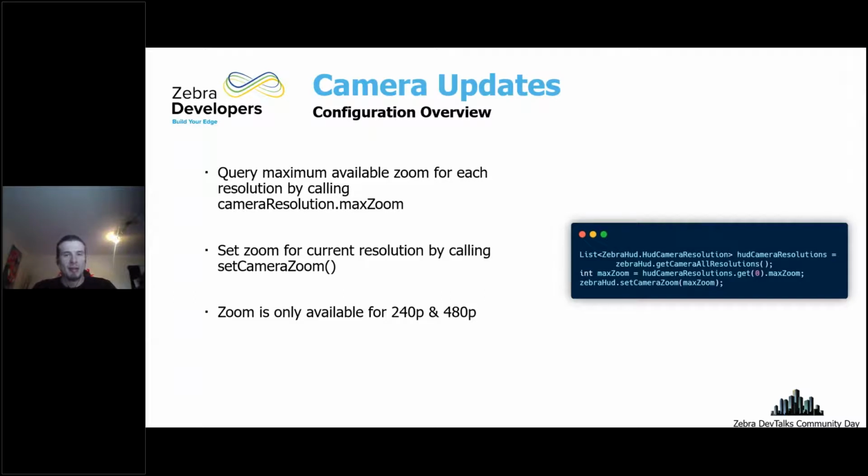In terms of zoom then, we have sort of 2 APIs for this. So the first thing we need to do is get all the different resolutions, because the zoom is a property of the resolution. And then inside those resolutions, we can get the maximum zoom value. So this is going to be somewhere from -1 all the way up to 6. And you can essentially set the zoom value anywhere in between that minimum and maximum. So we set the zoom by calling set camera zoom and passing through the integer here. So just to reiterate, zoom is only available for 240p and 480p resolutions.